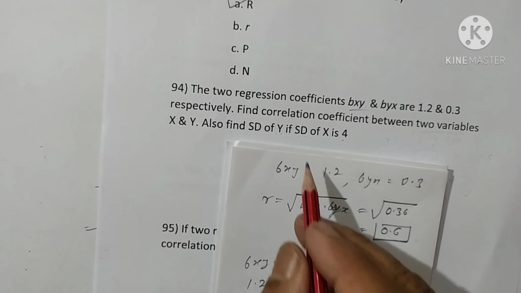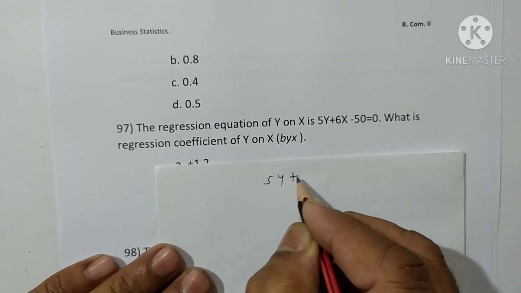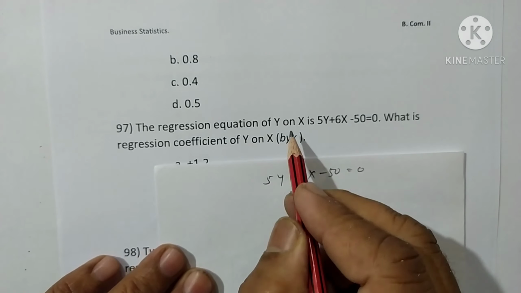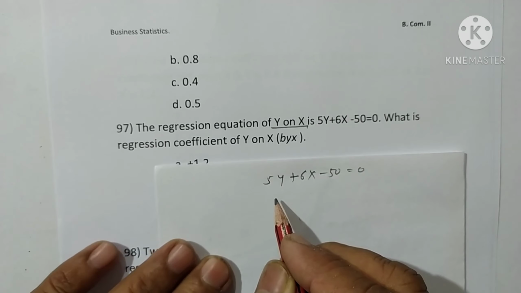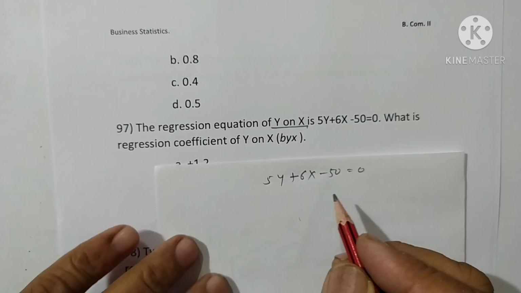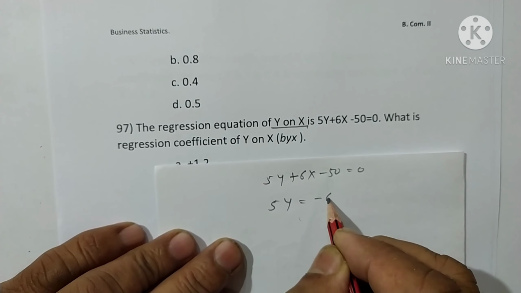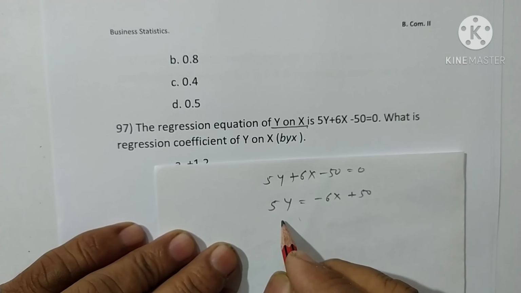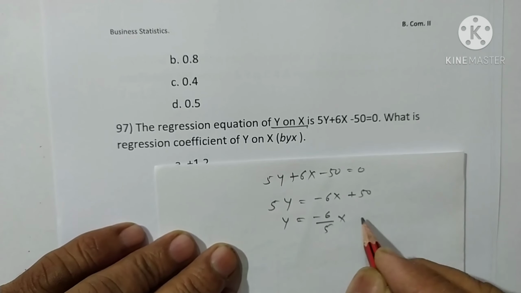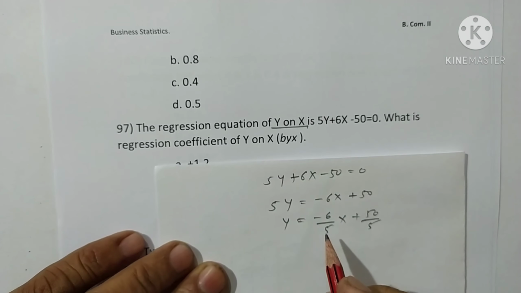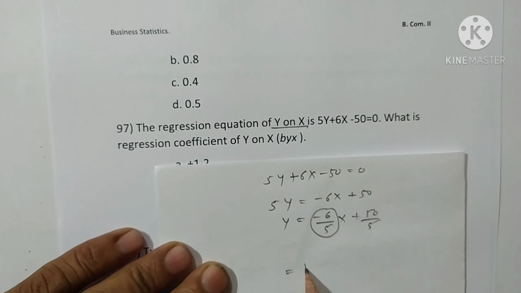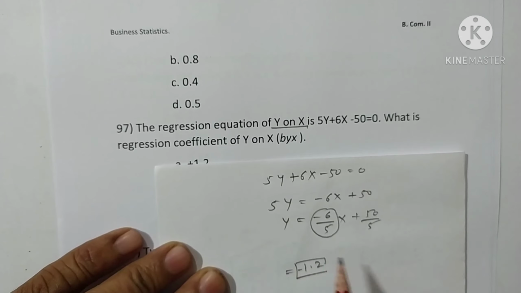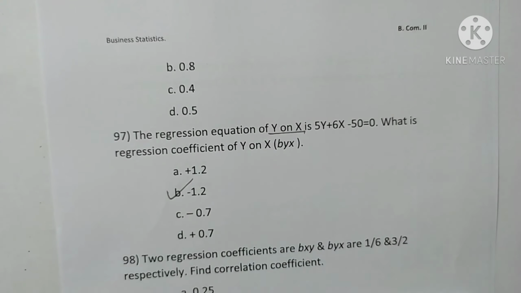Question 97. The regression equation of y on x is 5y plus 6x minus 50 is equal to 0. What is the regression coefficient of y on x? Now see the equation 5y plus 6x minus 50 is equal to 0. For the y on x equation we have to keep y on the left-hand side and the other values on the right-hand side. Now 5y is equal to minus 6x plus 50. Again we have to divide by 5: minus 6 upon 5 x plus 50 upon 5. Then the regression coefficient of y on x is this one. Answer is minus 1.2. See in the options. Here option B is correct.